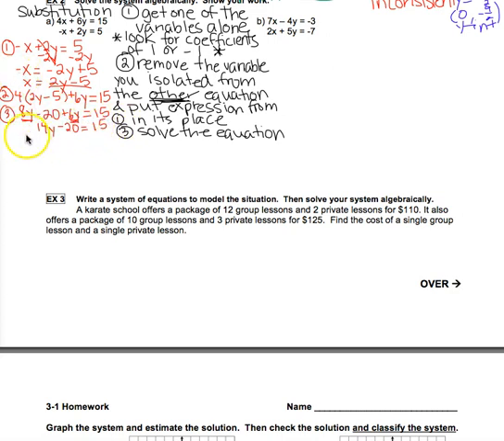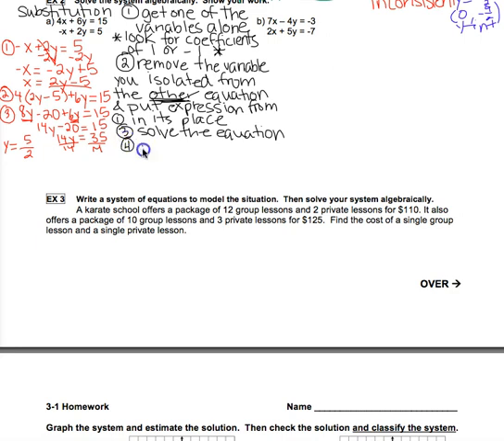Add 20 to both sides. So that gives me 14y equals 35. And then divide by 14. Now, that doesn't come out evenly. That's okay. Not all things are going to come out evenly in life. It does reduce, though. 35 and 14 are both divisible by 7. So that gives me 5 over 2. So y equals 5 over 2.